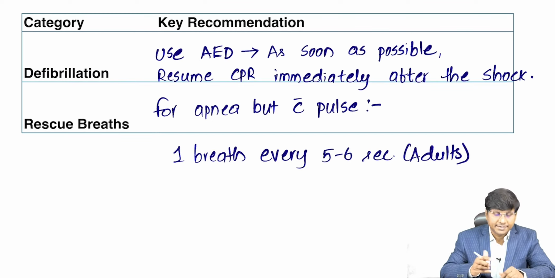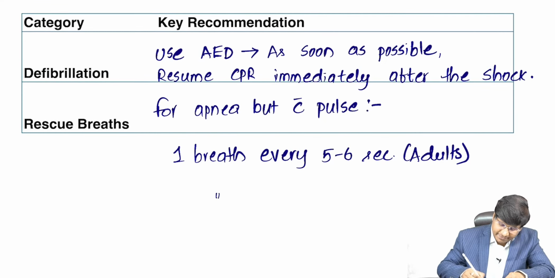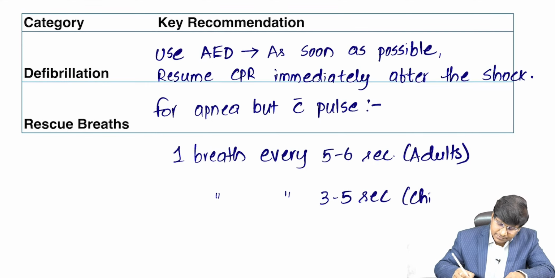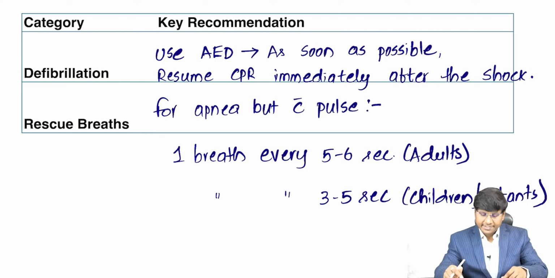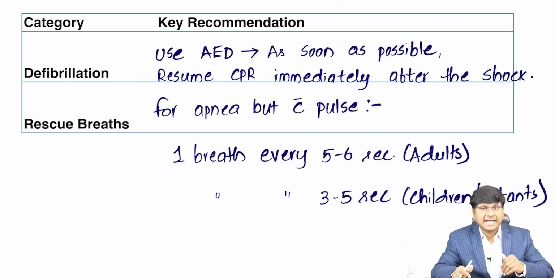Whereas in children or infants, give one breath every 3 to 5 seconds. So this is the rescue breaths that you need to give. For apnea but with a pulse, one breath every 5 to 6 seconds, and in the case of children, one breath every 3 to 5 seconds, right? This is about the rescue breaths.